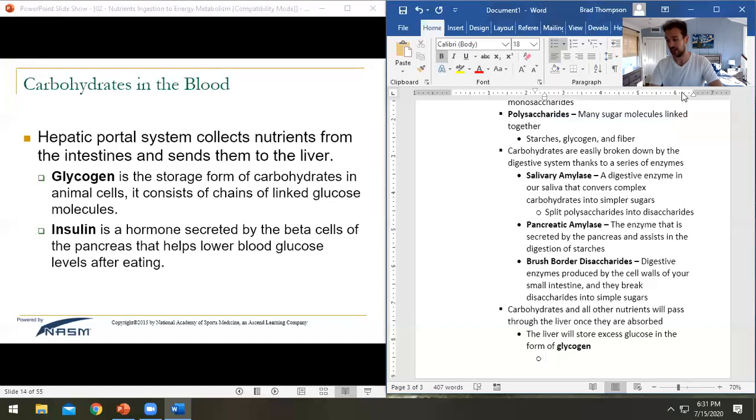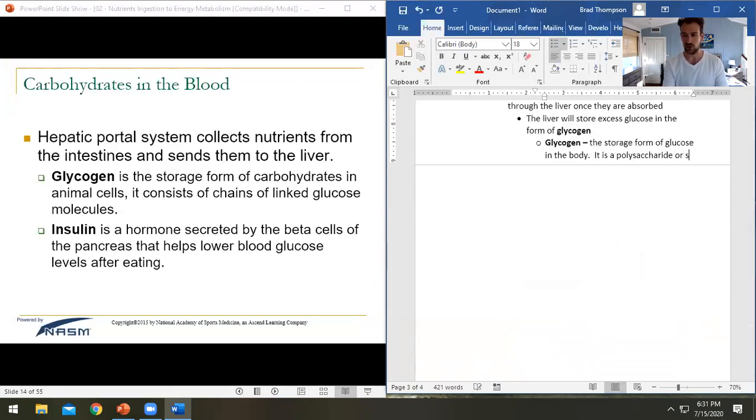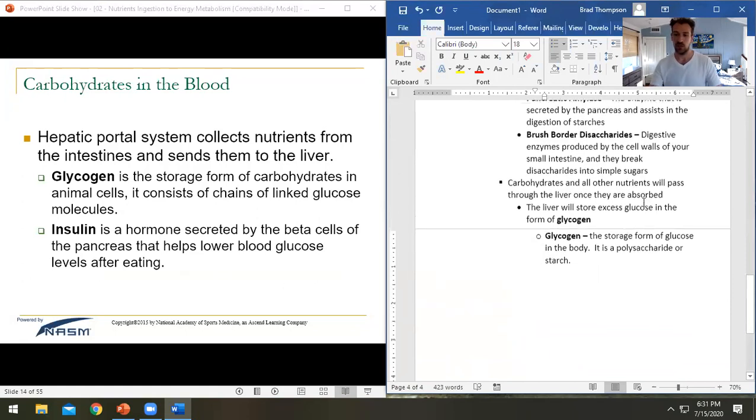But that's how glycogen is stored. Most of it is going to be found in our liver, but it will also be stored throughout your muscles as well. So excess glucose will be stored in the form of glycogen. Glycogen is the storage form of glucose in the body, right? It is a polysaccharide, so it is a big complex sugar, just like any other starch. You can think of it as a starch.